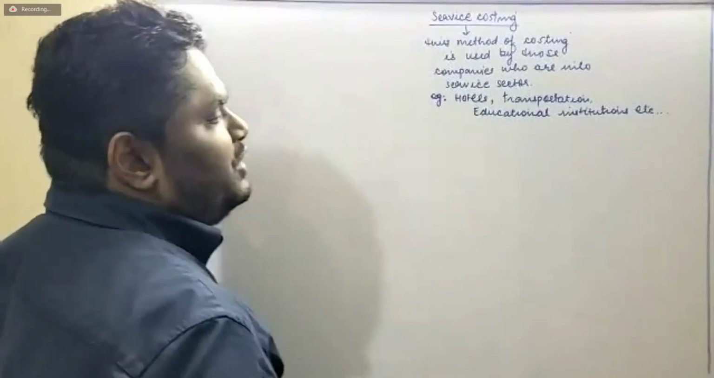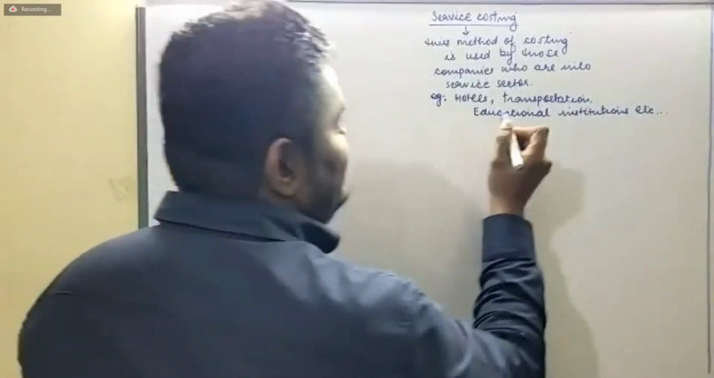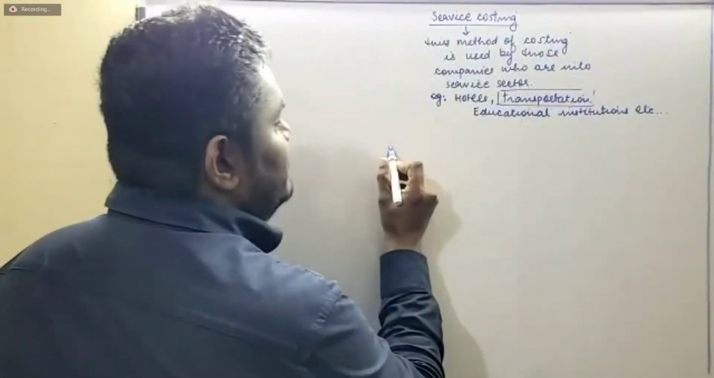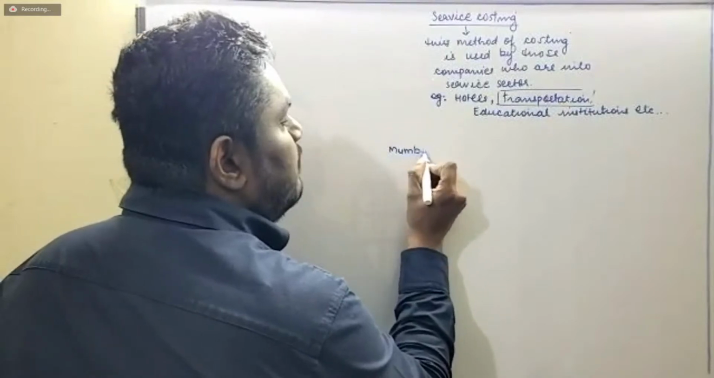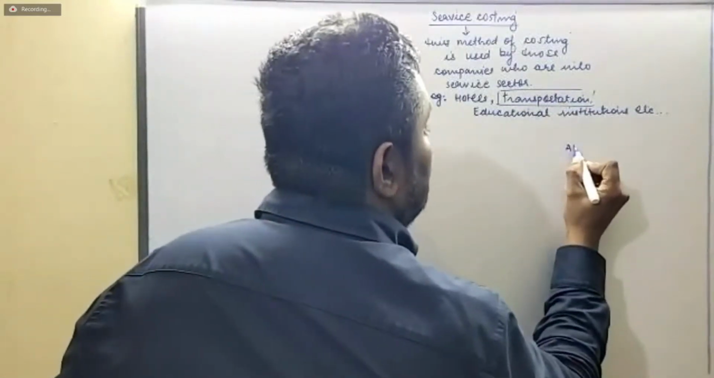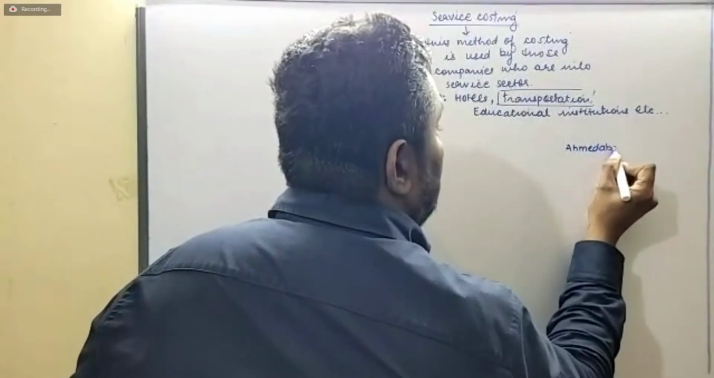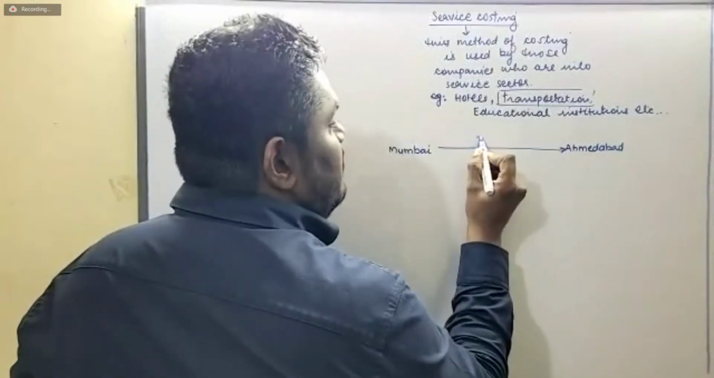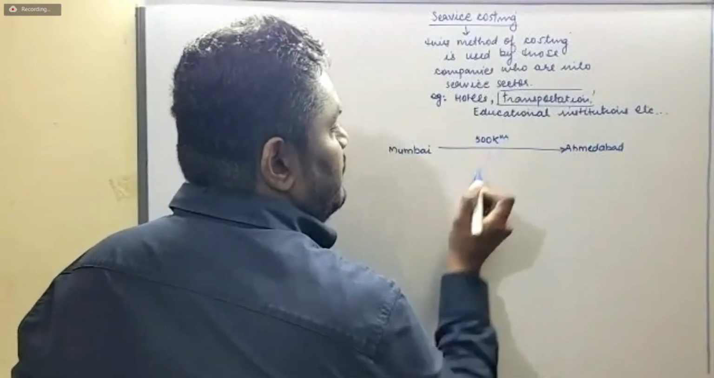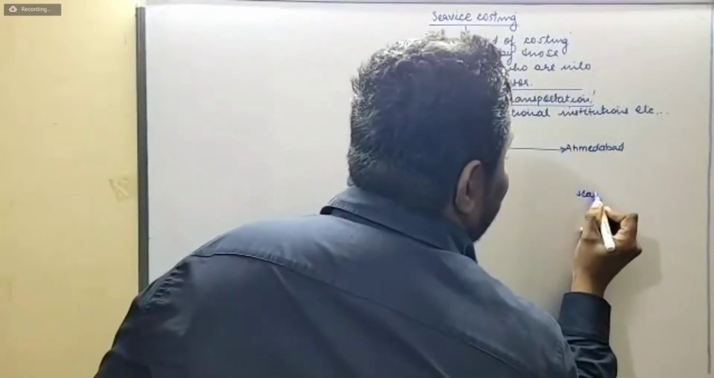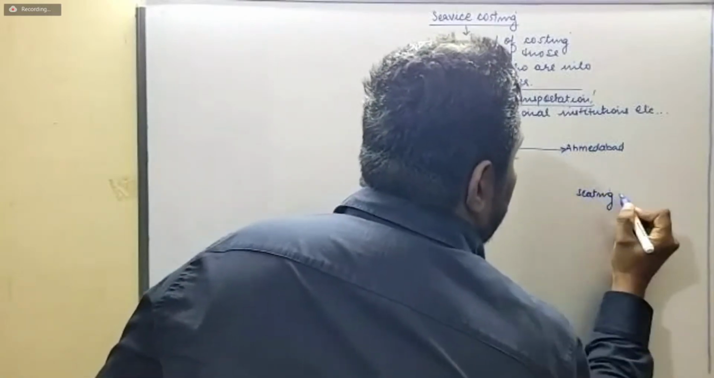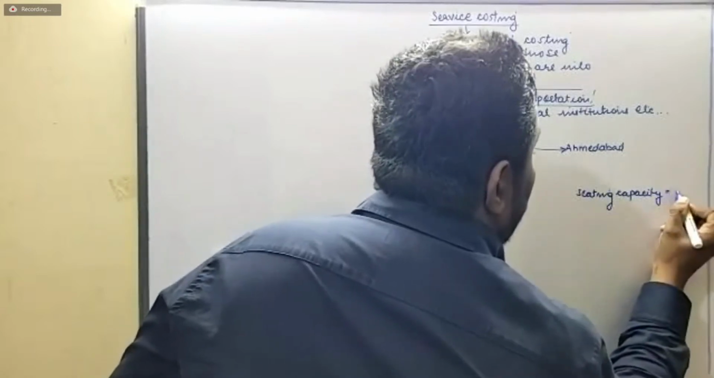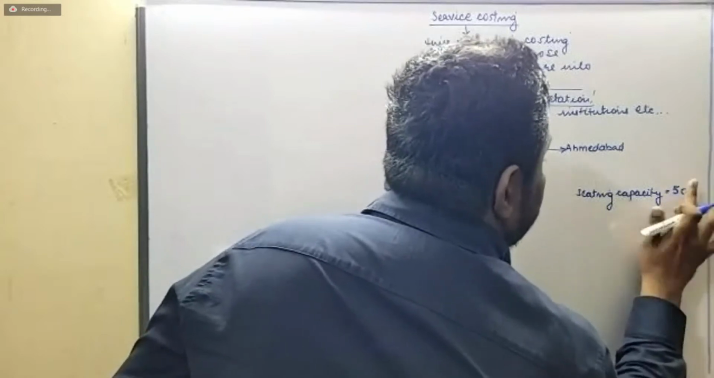Let's say I'm into transportation business. And I do provide bus services from Mumbai to Ahmedabad. The total distance is of 500 kilometers. And let's say the seating capacity of my buses is 50 passengers.